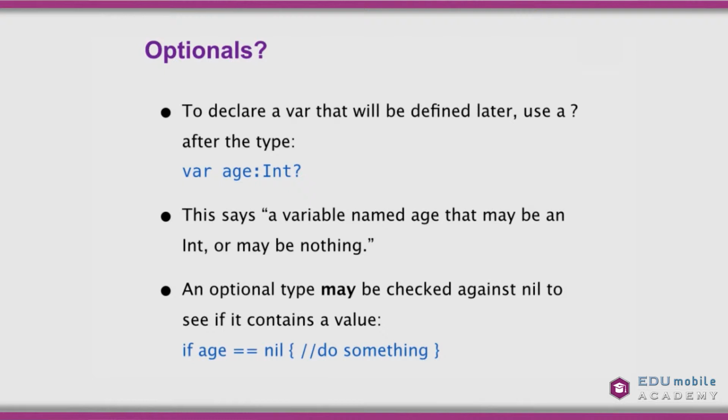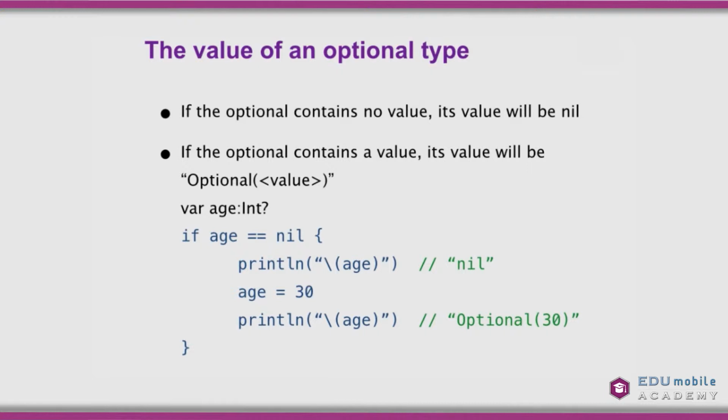Int question mark is an optional int type, and this says my value will either be an int or a nil. An optional type may be checked against nil to see if it contains a value. So we can look at if age is equal to nil, do something, maybe instantiate it. Okay. So I know that this is a little bit crazy right now, but hopefully it'll become clearer as we go along.